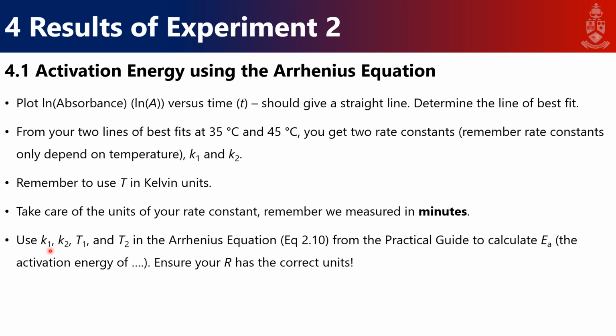Okay. So once you have K1, K2, and your two temperatures, then you can use the Arrhenius equation, equation 2.10 in the practical guide, to calculate the activation energy for this specific reaction. So in other words, the specific conditions that we have the reaction in: the 50 milliliters of 5 molar. That activation energy we can calculate. An important note I just mentioned here: remember there's a gas constant there. That's why you need to take note of the specific units you use.